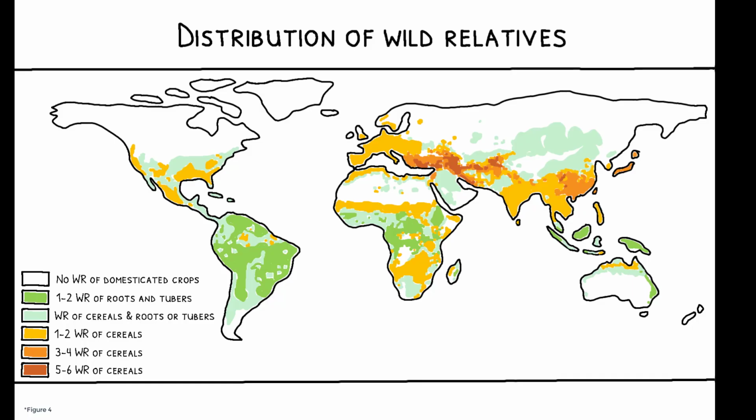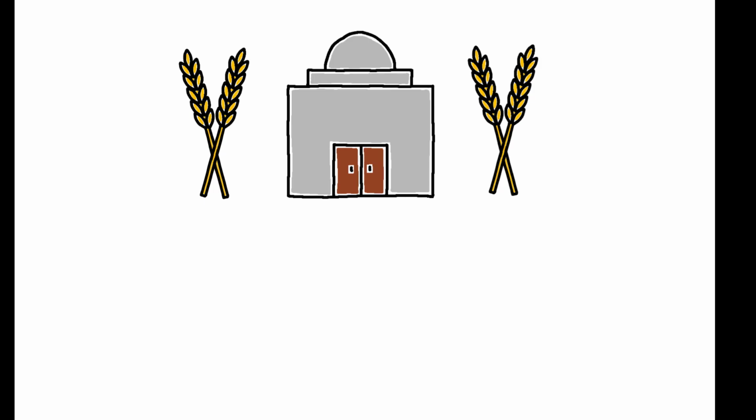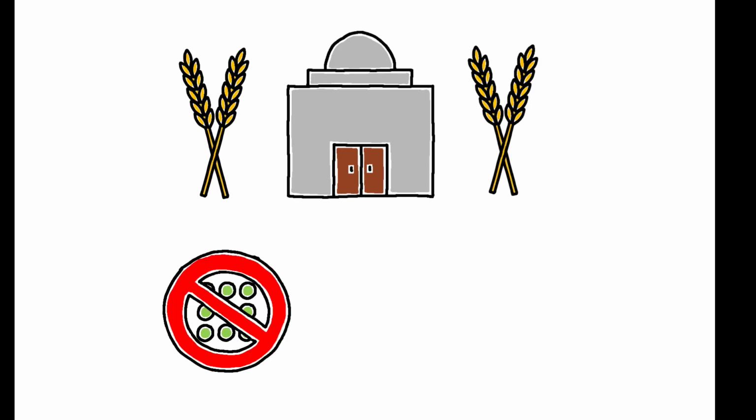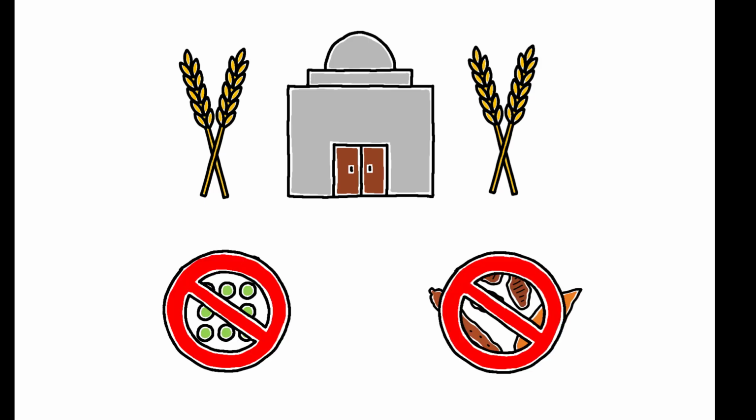Regions that were organized as states in AD 450 are characterized by the presence of several wild relatives of cereals and none of roots and tubers. In other words, states are found in areas where agriculture was more likely to start with cereals. Both land productivity and the presence of wild relatives of roots and tubers are uncorrelated with state presence.